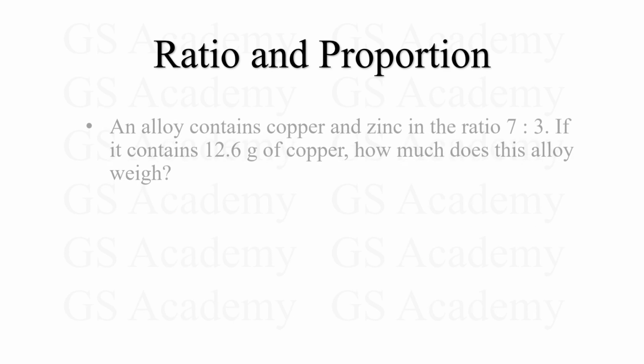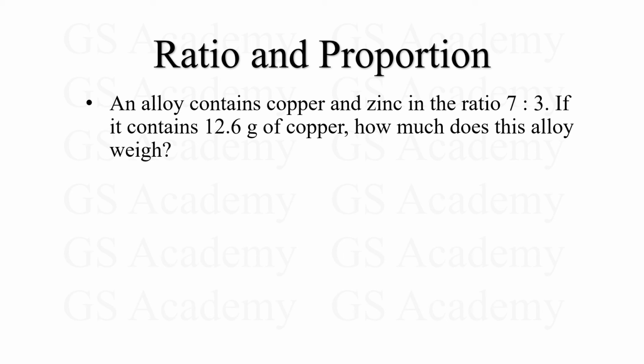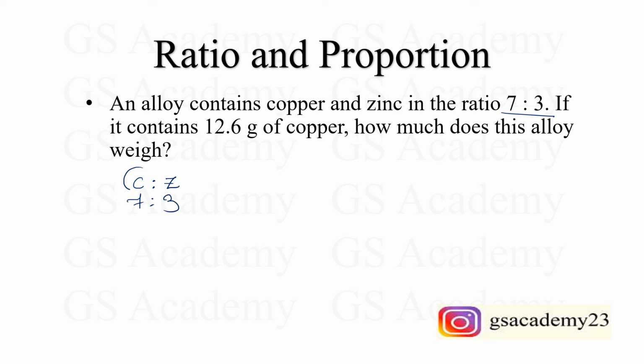Now the last question of this video is, an alloy contains copper and zinc in the ratio 7:3. There is one alloy whose ratio of copper to zinc is 7:3. If it contains 12.6 grams of copper, so the value of copper is given, that is 12.6 grams. How much does this alloy weigh?